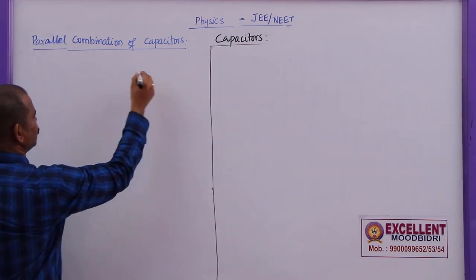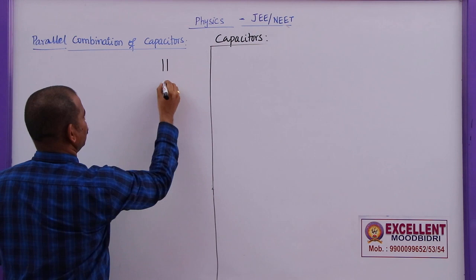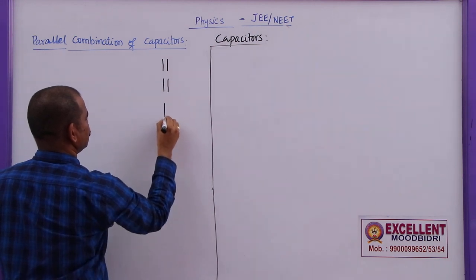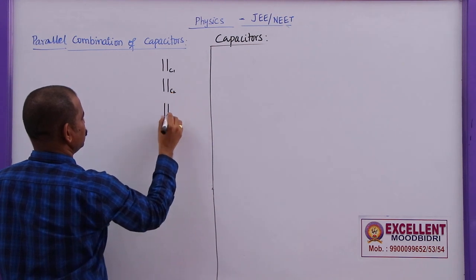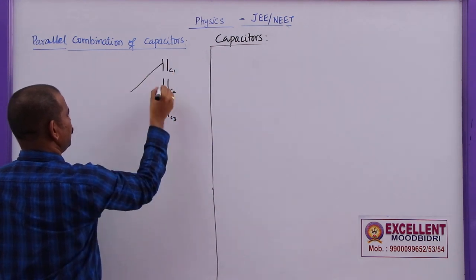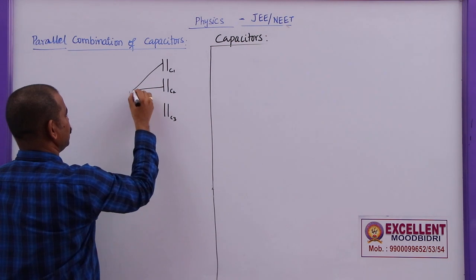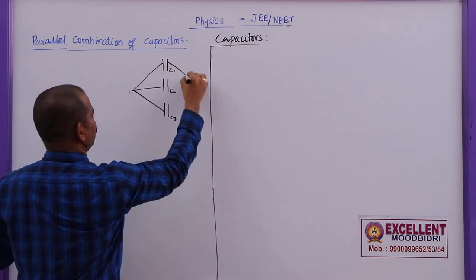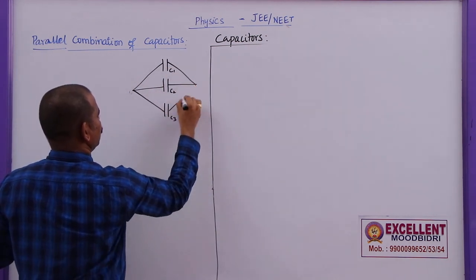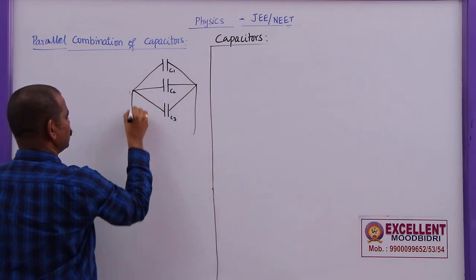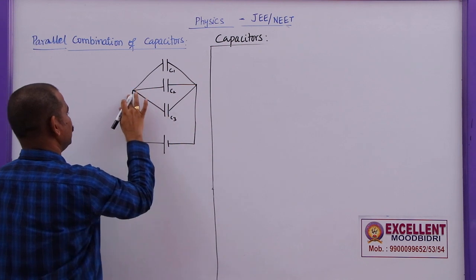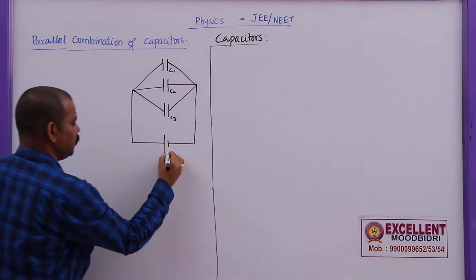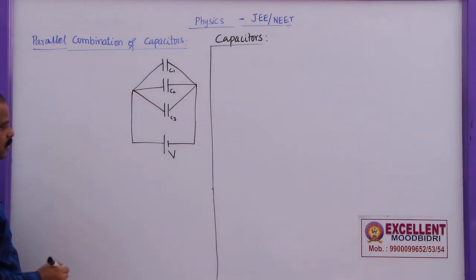Parallel combination of capacitors. Let me take 3 capacitors of different capacitances C1, C2, C3, and all the positive plates are connected to one point and the negative plates are connected to another point, and these two points are connected together to a battery of potential V.